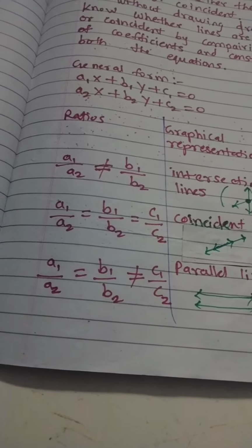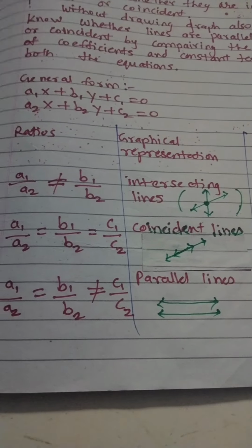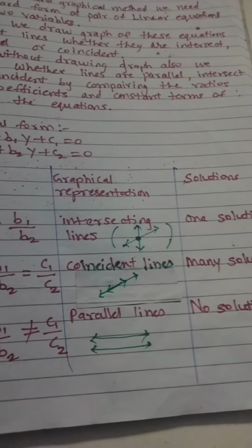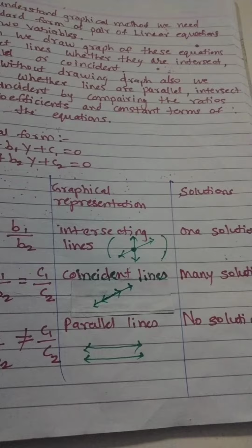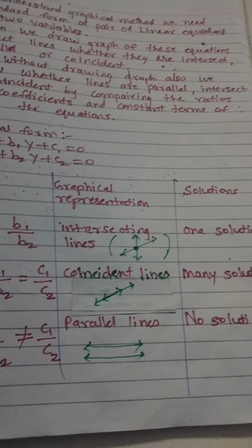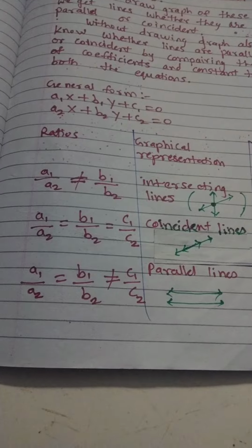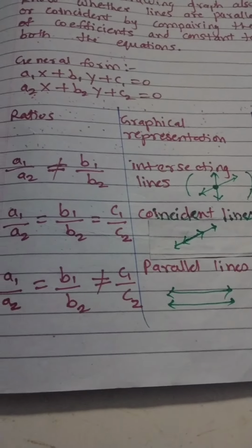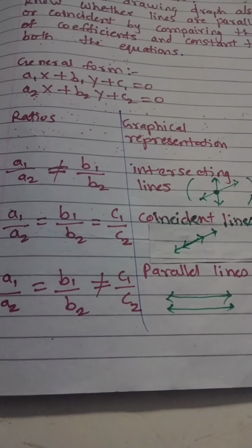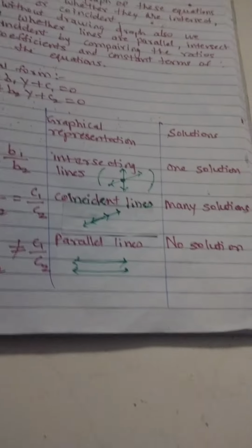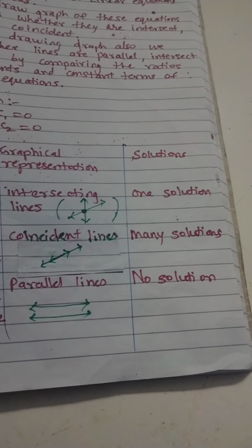If a1 upon a2 is equal to b1 upon b2 is equal to c1 upon c2, then we get coincident lines. That is, both the lines coincide with each other. Then we get many solutions. If a1 upon a2 is equal to b1 upon b2, which is not equal to c1 upon c2, then we get parallel lines. Then we get no solution.